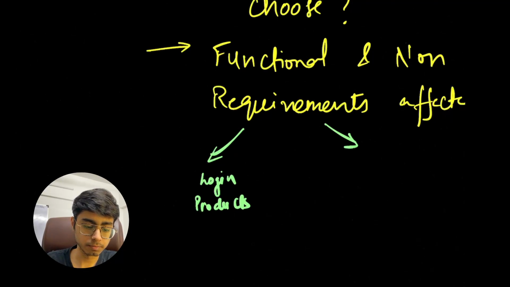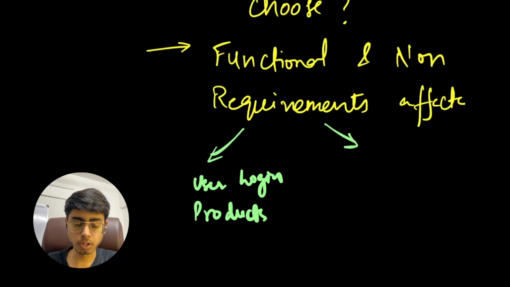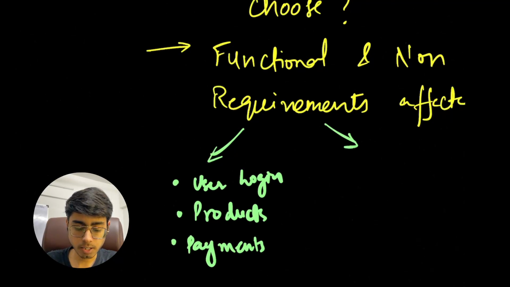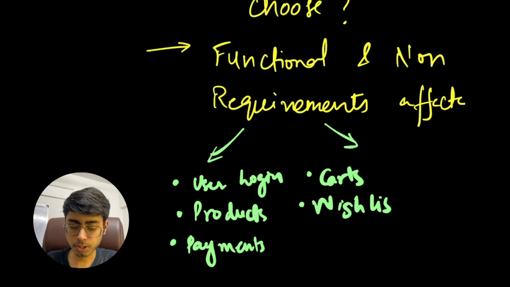So you can have user login. Then you have products features where you can list down all your products. And then you can have payments where users can make payments. You can have carts where users can store their products. Then you can have a wish list where users can wish list a particular product. So various features are there, right? These are your functional requirements. Without these features, an e-commerce application cannot be made.